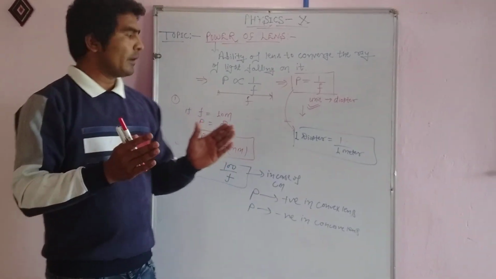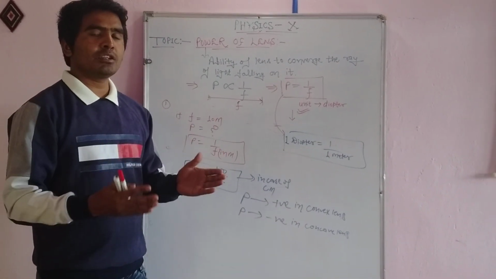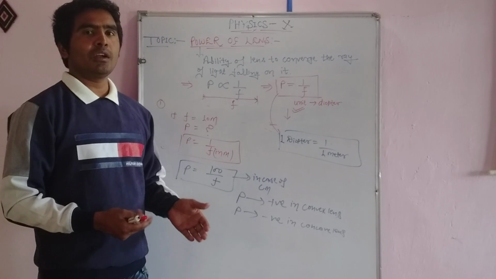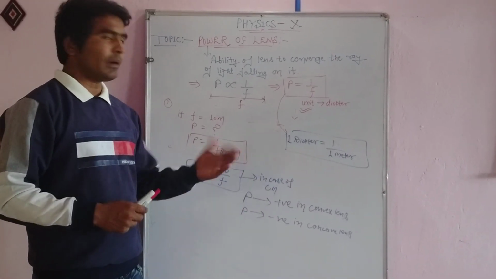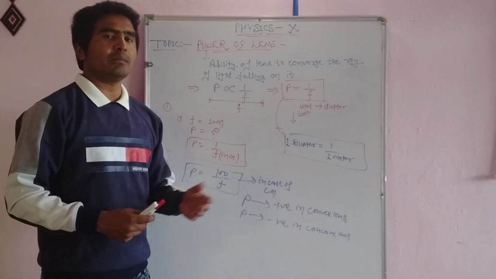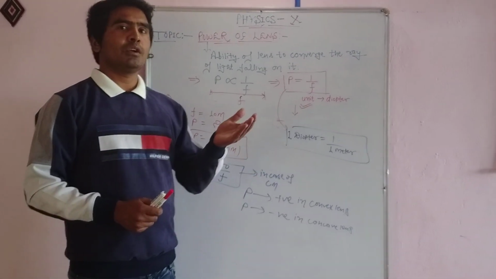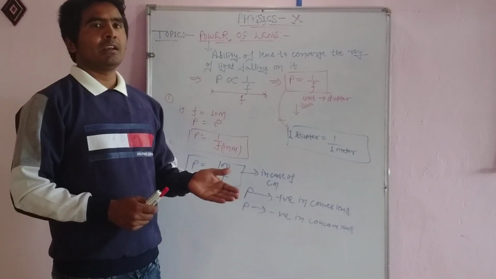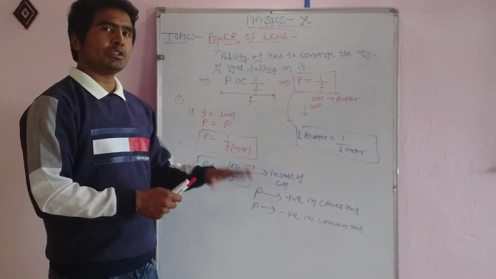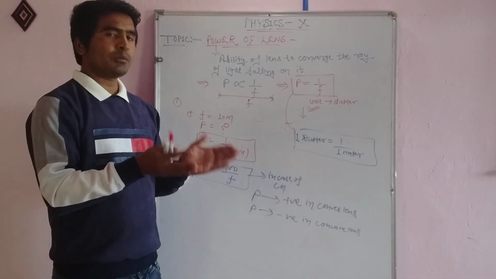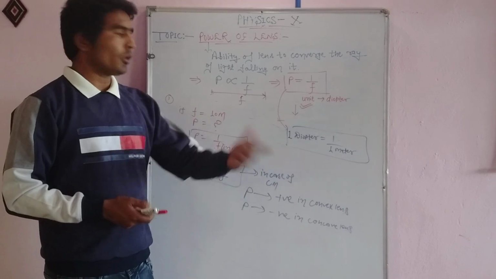Suppose power of a lens is minus 10. What type of lens is this? Because power is negative, it should be a concave lens. And second, suppose power of a lens is 2. In this case, power is positive, so it should be convex. And if power is negative, it should be concave.